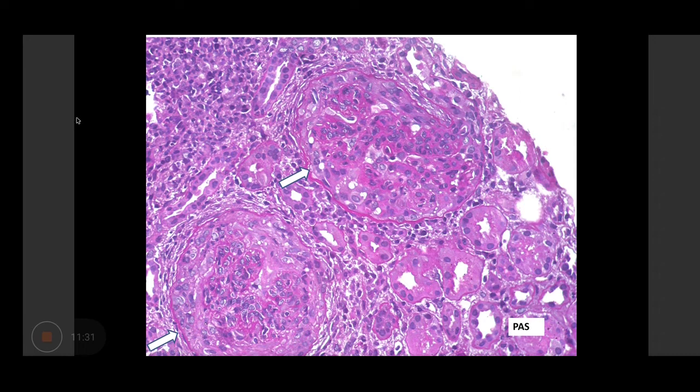So this is the classical appearance of a post-infectious crescentic glomerulonephritis. The white arrows mark the Bowman's capsule, and on the inner surface of this, you can see the proliferating parietal epithelial cells forming the complete cellular crescent. The glomerular tuft is collapsed in the center here. It also shows increased proliferation as well as increase in mesangial matrix and cellularity. This kind of a picture is seen in post-infectious crescentic glomerulonephritis.